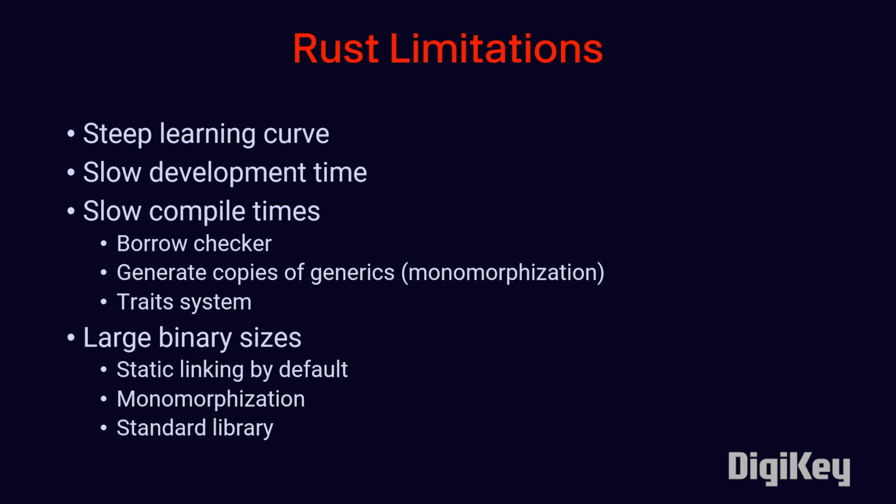Rust boasts zero-cost abstractions and fast runtimes, but a few aspects of the language mean you can end up with large binaries. The first is that Rust performs static linking to libraries by default, which means all libraries you use get pulled into a single executable. This is opposed to dynamic linking, where you can call functions in compiled binaries. Think .so or .dll files.